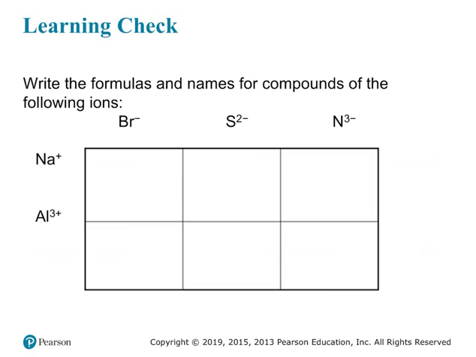Okay, so let's do a learning check. We're going to write the formulas and names for compounds of the following ions. So on the left-hand side, we have positive ions, so those are metals. We have sodium and aluminum. And then on the top, we have nonmetals, or negative ions, which are bromine, sulfur, and nitrogen. So if you want to pause the video and try to name these compounds as well as figure out their formulas, you can do so, and then we'll go over it together.